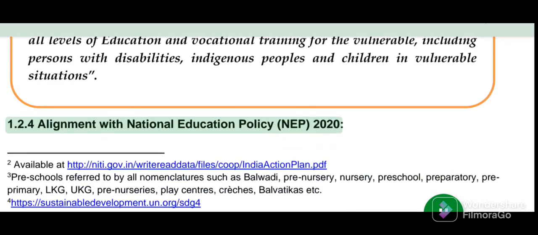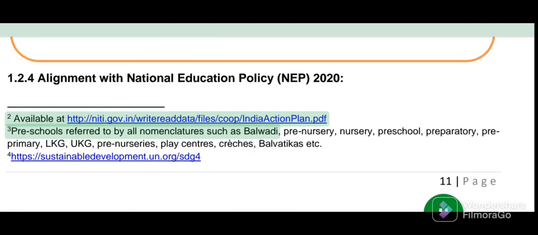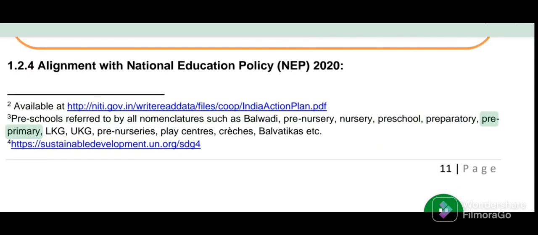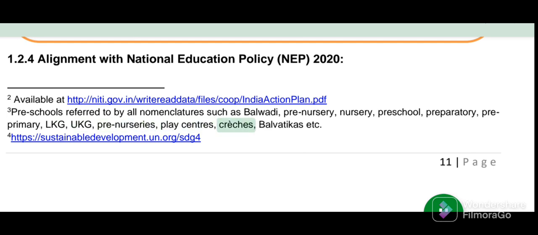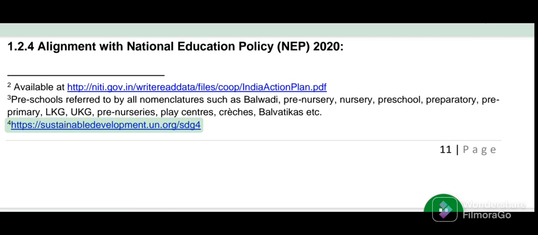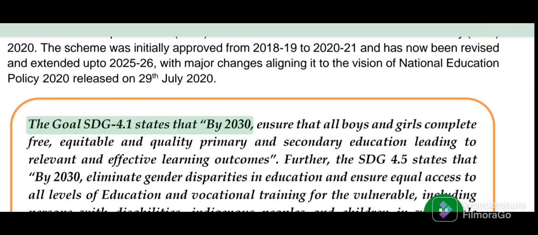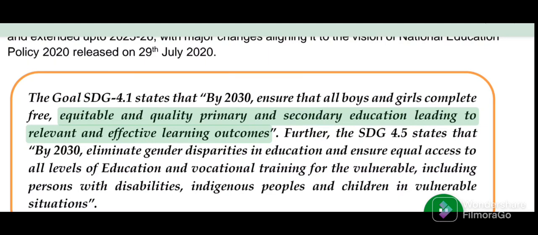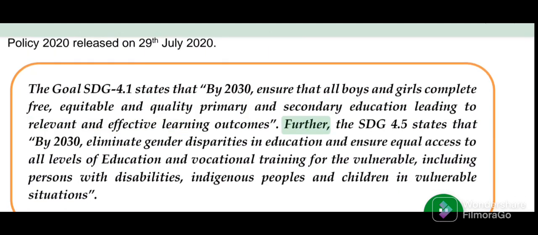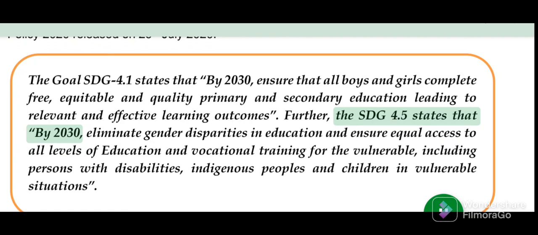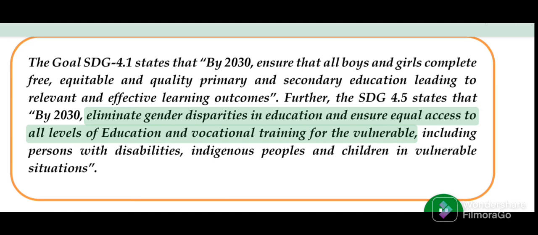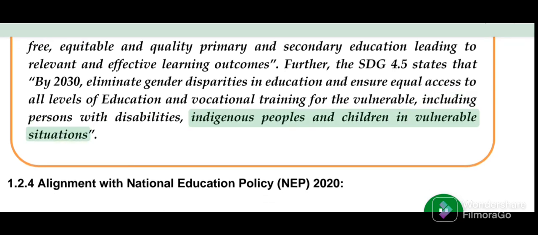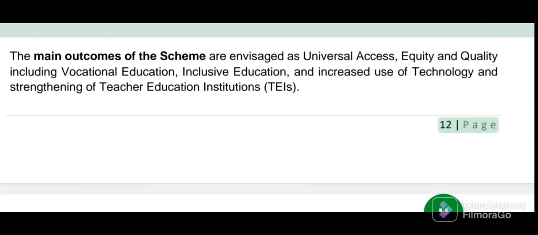1.2.4 Alignment with National Education Policy (NEP) 2020. Preschools are referred to by all nomenclatures such as Balwadi, pre-nursery, nursery, preschool, preparatory, pre-primary, LKG, UKG, play centers, creches, Balvaticas etc. SDG Goal 4, target 4.1, states that by 2030, ensure that all boys and girls complete free, equitable and quality primary and secondary education leading to relevant and effective learning outcomes. Further, target 4.5 states that by 2030, eliminate gender disparities in education and ensure equal access to all levels of education and vocational training for the vulnerable, including persons with disabilities, indigenous peoples and children in vulnerable situations.